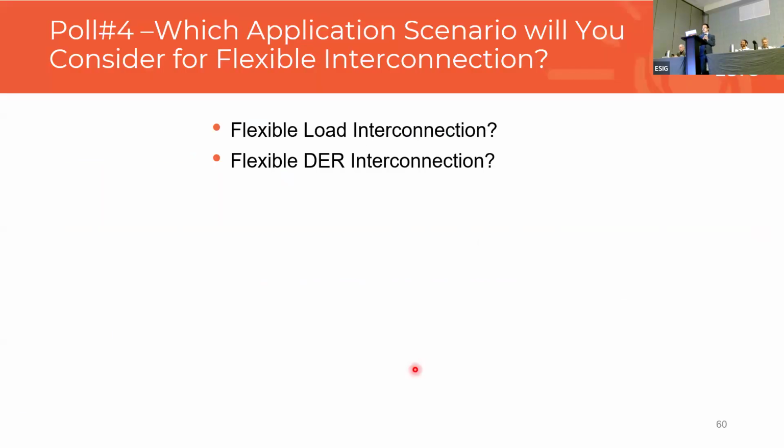Appreciate all the effort. So which application scenario will you consider for flex interconnection? It's a flexible load interconnection, or you will do the flexible DR interconnection, or do both. How about that? Will you consider the flexible load interconnection? If yes, raise your hand. See the value? Half of the people see the value for the load interconnection. Then how about the DR interconnection? More than half. Great. That basically means that on the export energy side, you have more work to do then.